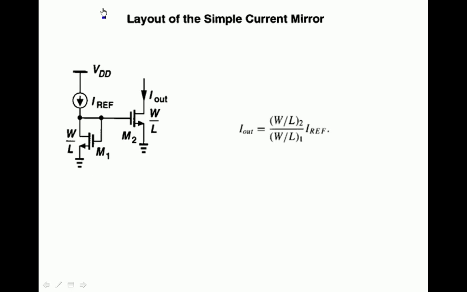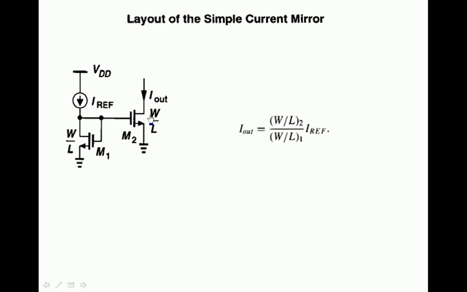This is the simple current mirror we are discussing. A simple current mirror consists of two transistors M1 and M2 perfectly matched with equal W by L ratios, and at that time the reference current is going to be mirrored as the output current. I out is equal to I reference, and if the widths are different, then I out is equal to W by L of 2 divided by W by L of 1 into I reference. So here, if widths are different, you will get a ratio of currents; otherwise you will get the exact mirrored current.